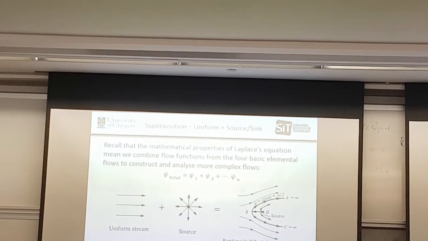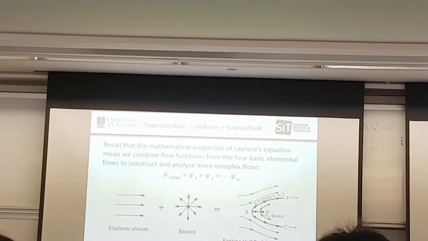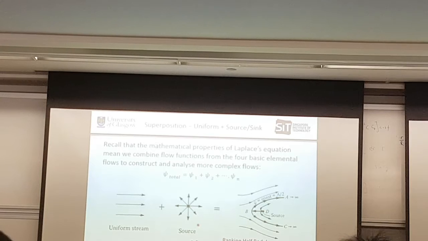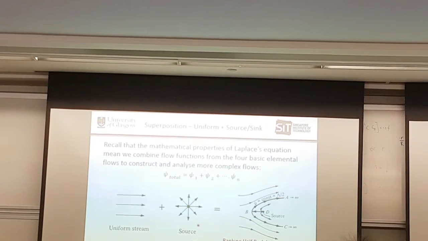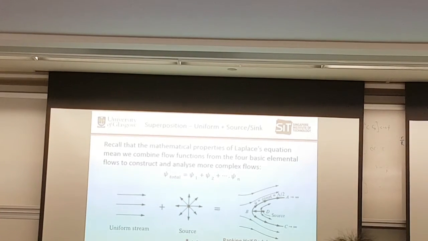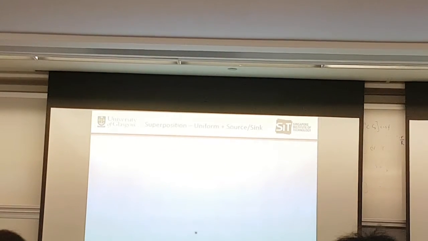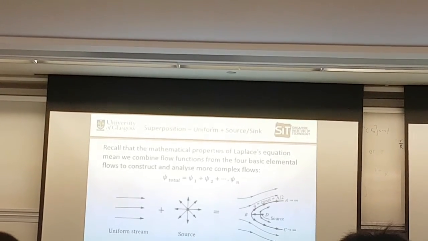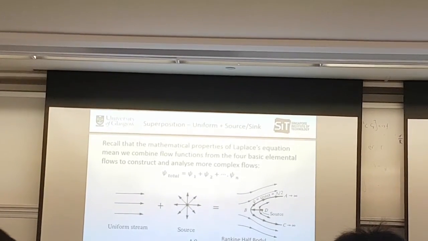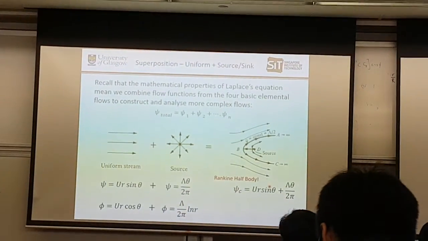So this is a typical flow behavior. You have uniform plus source. Sometimes you can have a uniform plus doublet also. Eventually you can have a uniform plus doublet plus vortex. But the simplest of the superpositions is this uniform plus a source. So if you think about this, this is the stream function for this flow behavior.